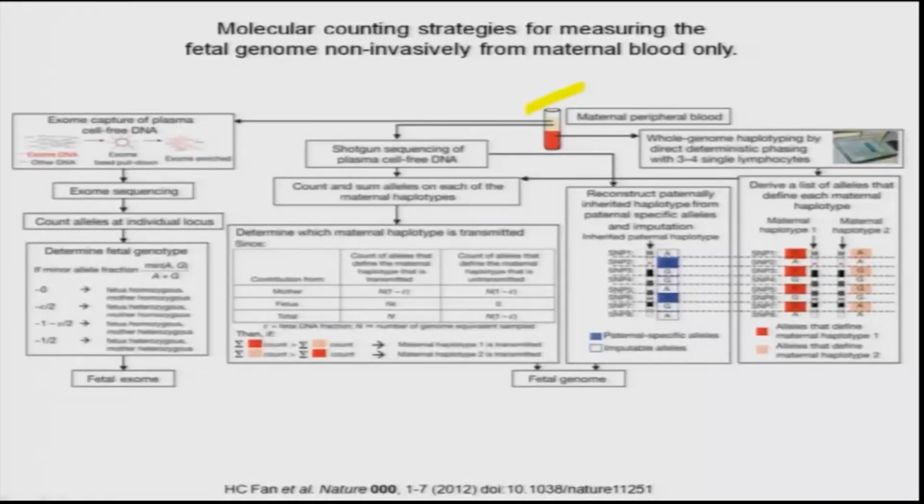So, what they have done is that they took the maternal peripheral blood and then captured the free DNA present in the plasma, the liquid part of that blood, and they have done exome sequencing. Okay? And likewise they have done shotgun sequencing for the plasma free DNA and then looked at the sequence.